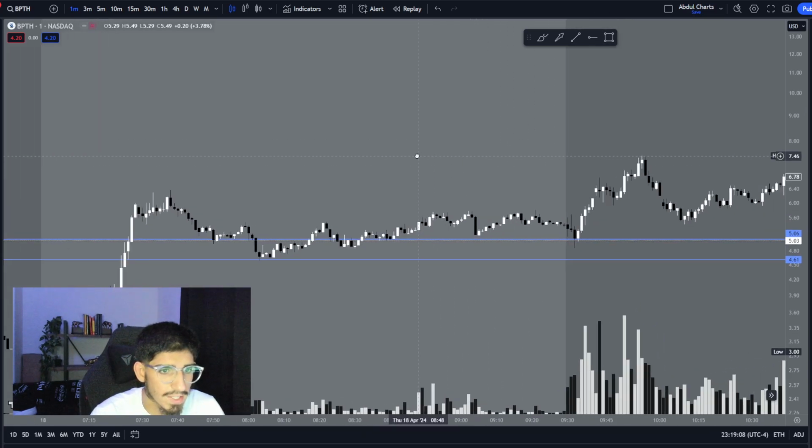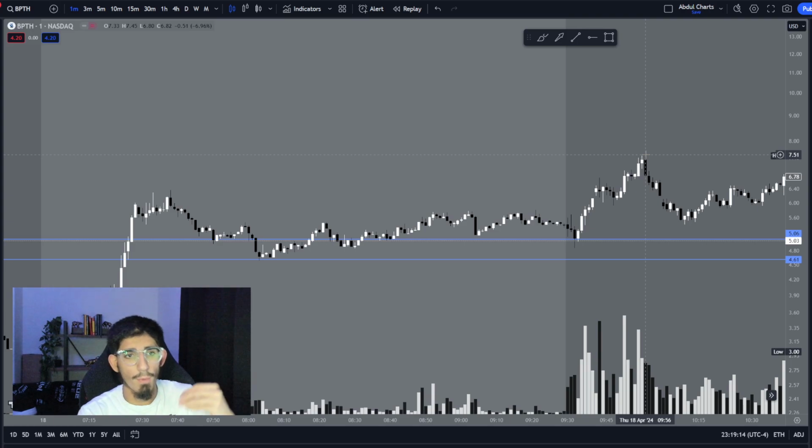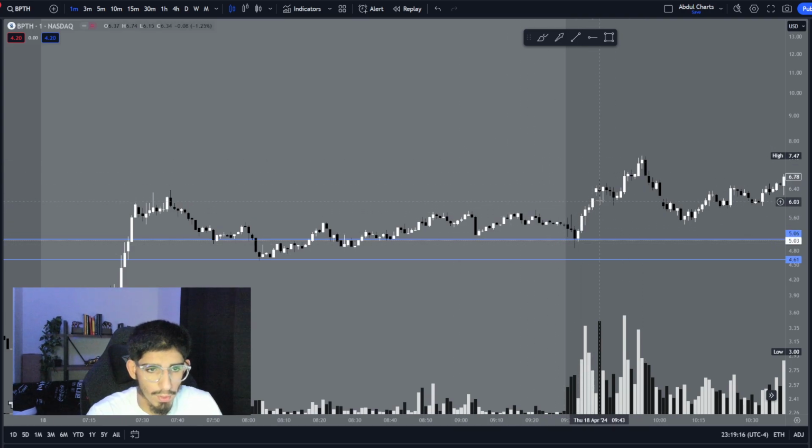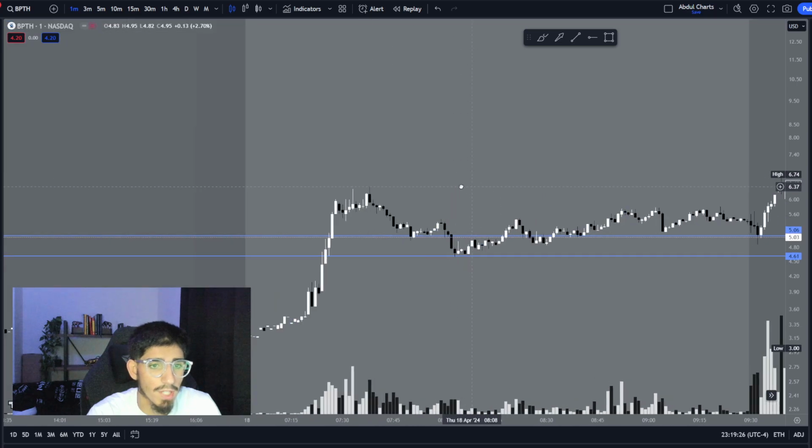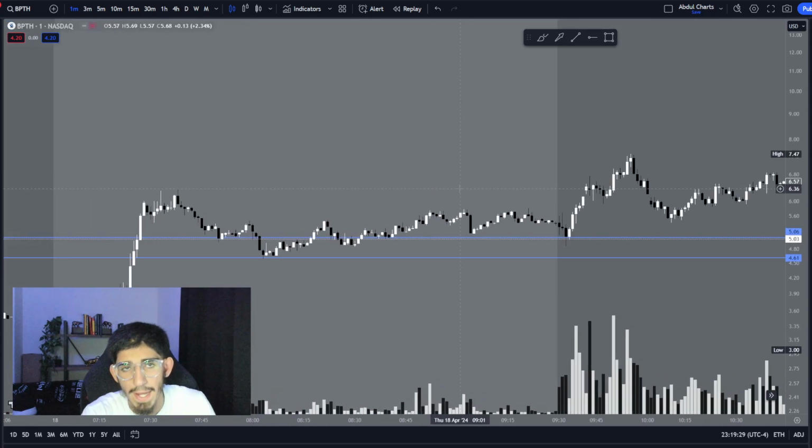So BPTH had a massive move today into open from 5.03 all the way to $7.50. Now most traders do not catch these moves, right? They want to trade the breakouts and it worked this time, but most of the times when you're trading a breakout like right here, you're going to get wicked out, get used as liquidity and make that move down, right?